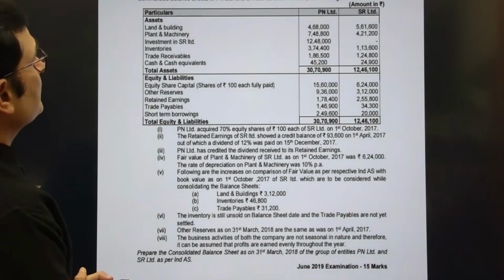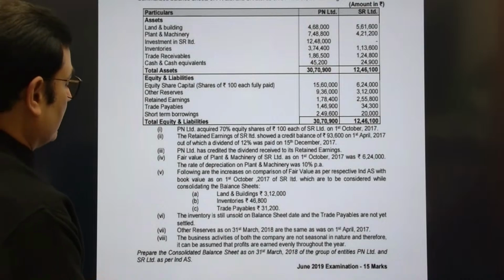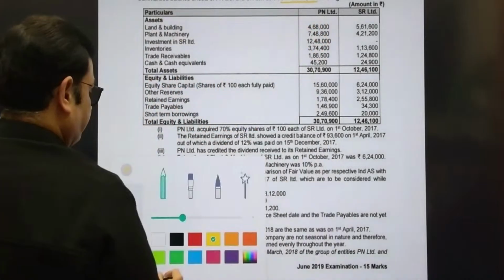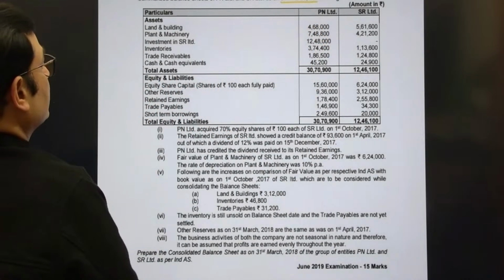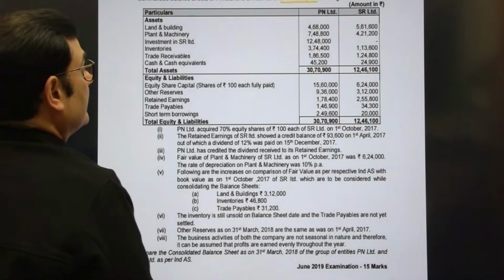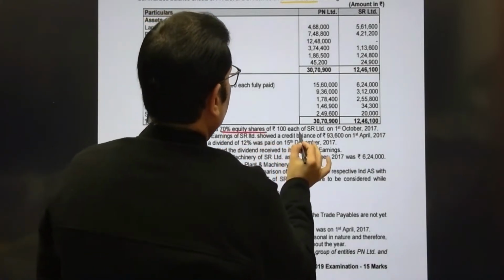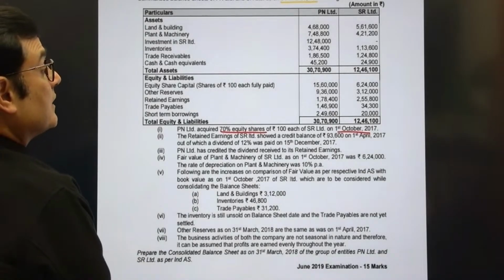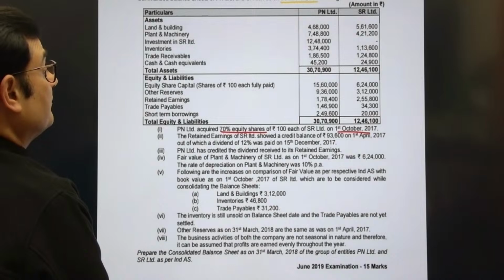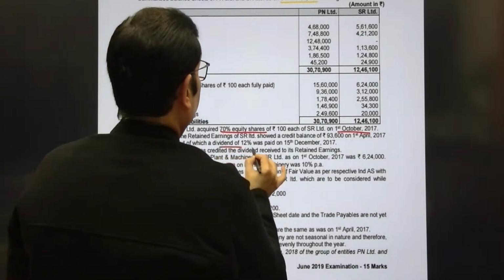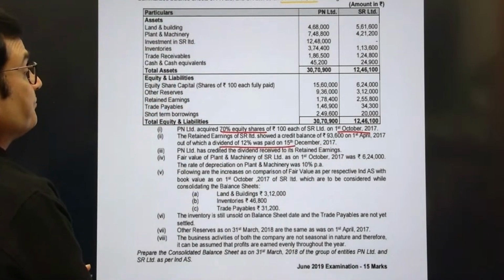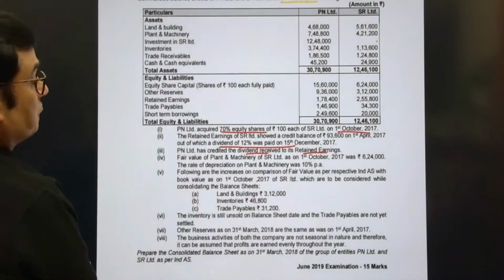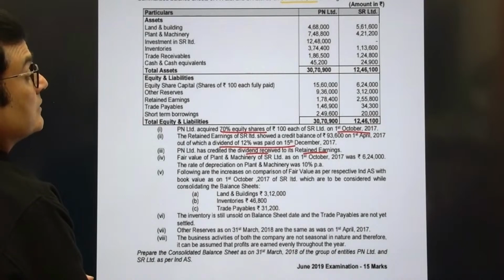It says the summarized balance sheet of PN and SR on March 18 is given. So we're given the balance sheet on March 18. And then it says in the additional information that PN acquired 70% equity shares on 1st October 17. The retained earnings of SR showed a credit balance on 1st April 17, out of which a dividend of 12% is paid on 15th December. PN credited the dividend received to its retained earnings. So what he did for the standalone statement is correct.